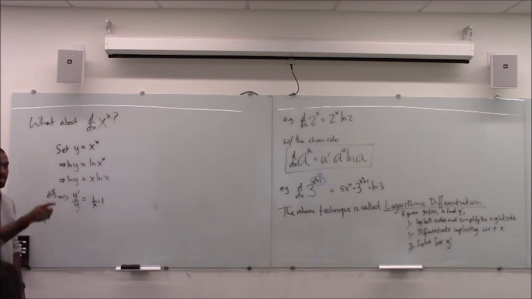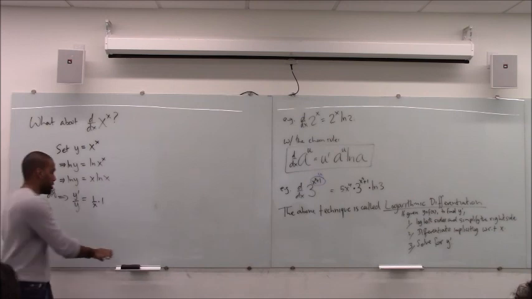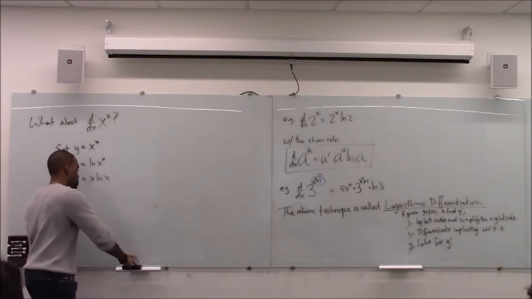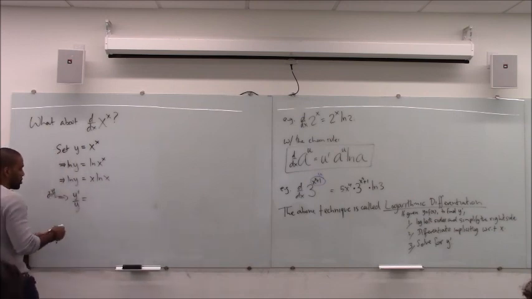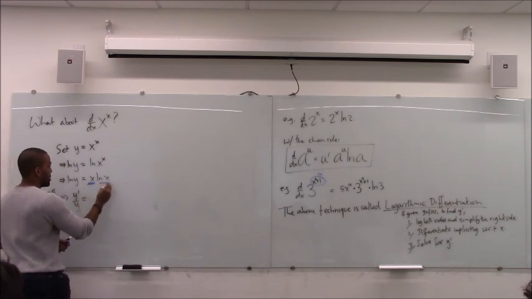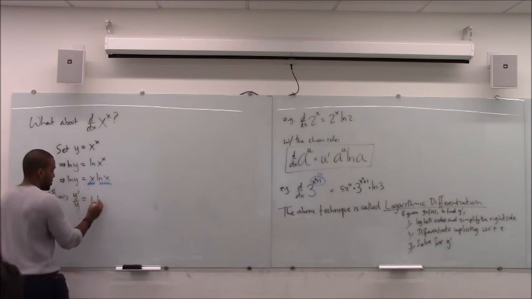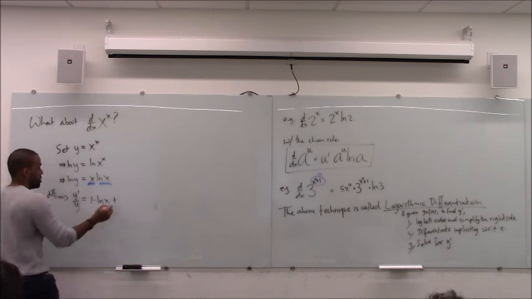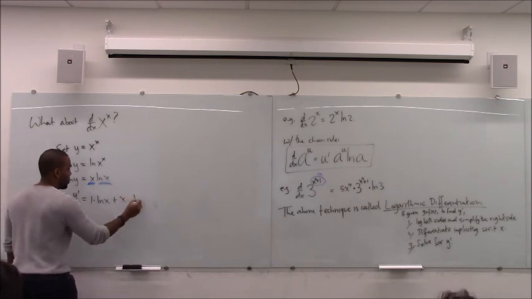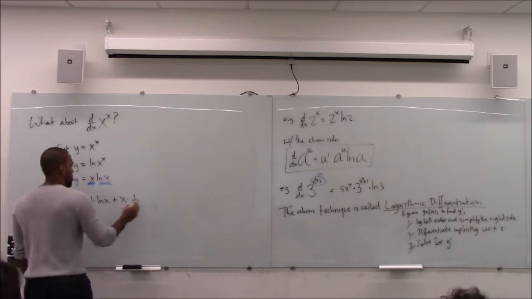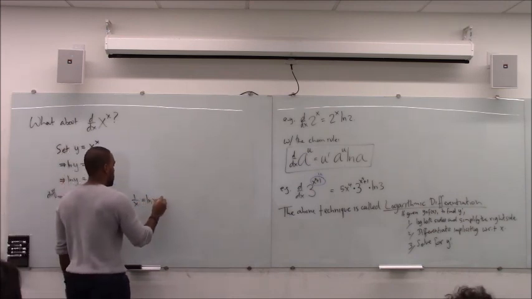x times ln x. Yeah, you need the product rule. You can't just differentiate each piece and stick it together. Don't forget your training. You have a multiplication of functions. You need a product rule. That's one function, that's another function. So I'm going to differentiate one, leave the other, plus leave the first one, differentiate the second one. So that's actually ln of x plus 1.